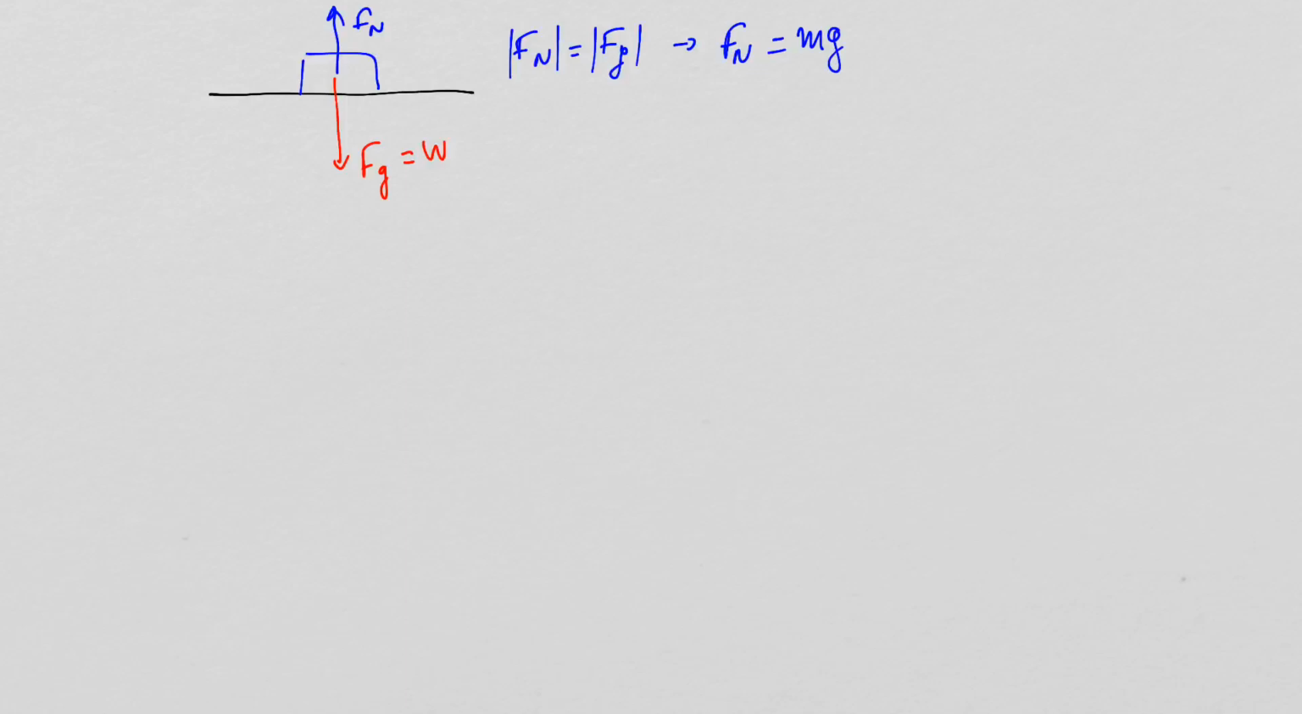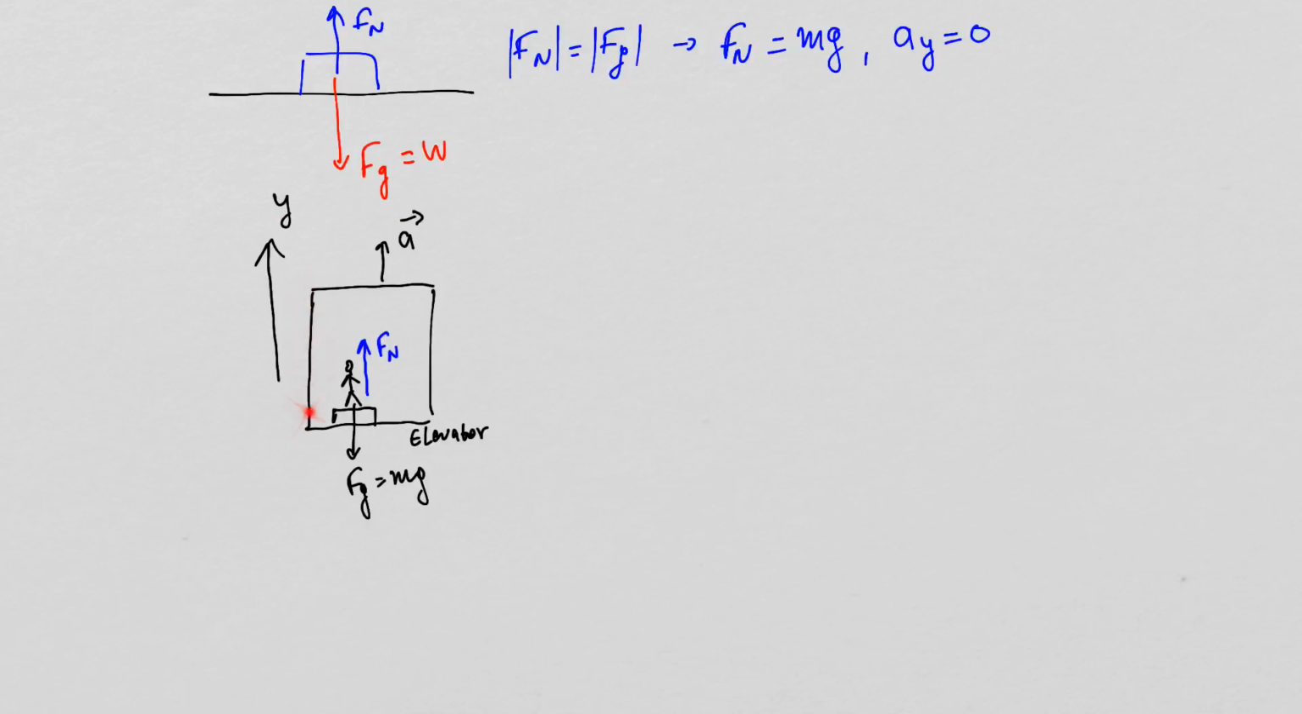And this is a situation where there is no vertical acceleration. Let's see what happens if there is vertical acceleration. What you do is you take bathroom scales and you place them inside an elevator. So here is the elevator, bathroom scales, a person is standing on the bathroom scales, the elevator is moving up with some acceleration a.